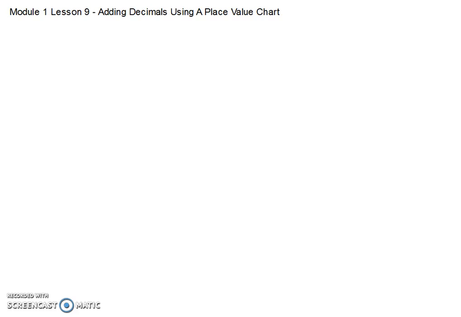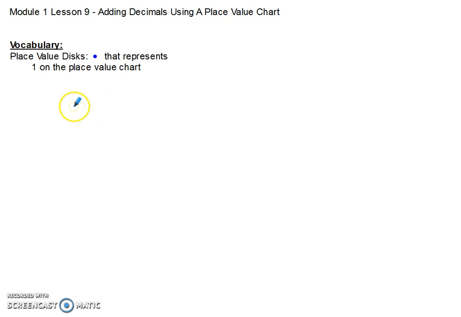In Module 1, Lesson 9, we are going to be working with decimals and adding those decimals using the place value chart, and then relating what we do on the place value chart to unit form and then standard form of addition of decimals. One of the vocabulary terms that we're going to revisit is place value discs, and we're going to be using those discs when we are working with our place value chart, and it's just a dot that is going to represent one unit under that specific designation on our place value charts.